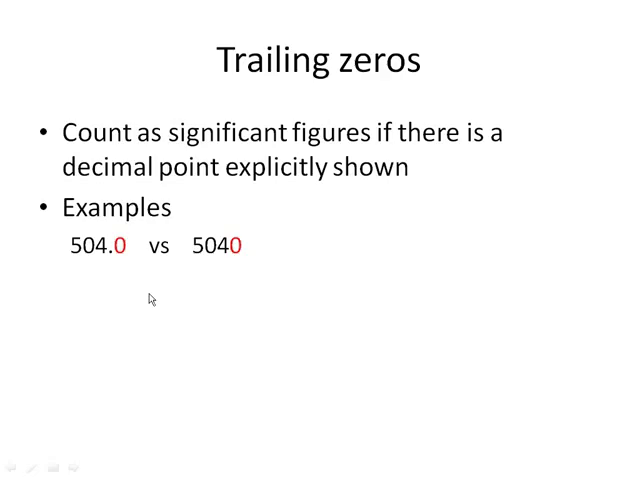Trailing zeros count as significant figures if there's a decimal point explicitly shown. So this is different than you might find in your math class, where you put decimal points in willy-nilly wherever, kind of made things look nice. In chemistry, decimal points help tell you how many significant figures you have. So we are very careful about whether we have decimal points or not.